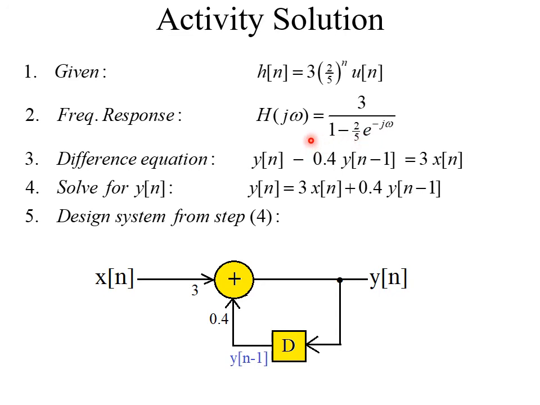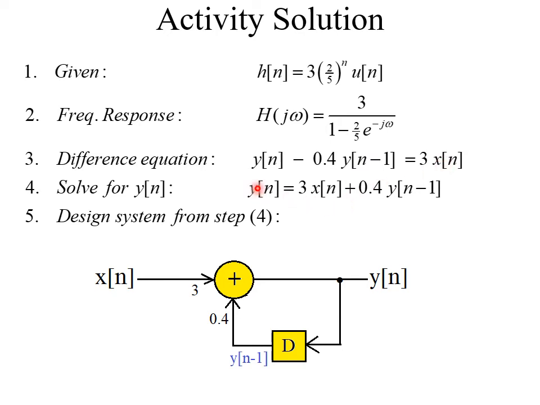And the difference equation, we write that directly from the frequency response. So the 3, that goes over here on the right side and determines the x's. So it's 3 times x of n. On the bottom here, this 1 gives me y of n. And we have minus 2/5 or minus 0.4. And then remember, this is a delay of 1. E to the minus j omega gives me y of n minus 1. So here's the difference equation.